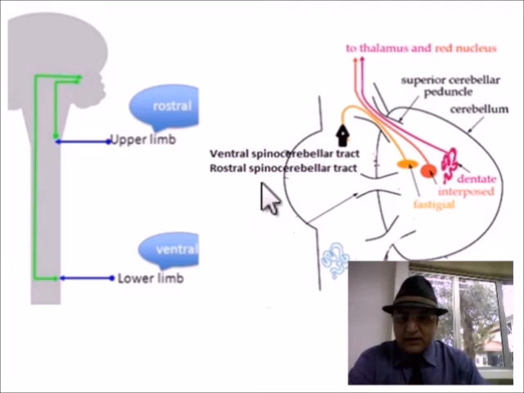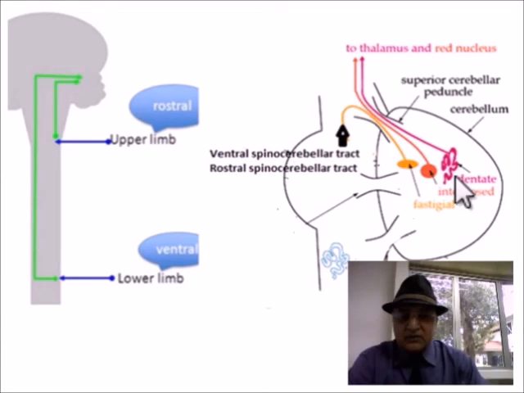To show it again here, you can see the ventral spinocerebellar tract or anterior spinocerebellar tract and the rostral spinocerebellar tract. They ascend upwards, and through the superior cerebellar peduncle they enter the spinocerebellum. And we know in the spinocerebellum there is the fastigial nucleus and interpositus nucleus. The other tracts which come out of the superior cerebellar peduncle are the dentothalamic and dentorubral tracts. These tracts come out of the dentate nucleus through the superior cerebellar peduncle.